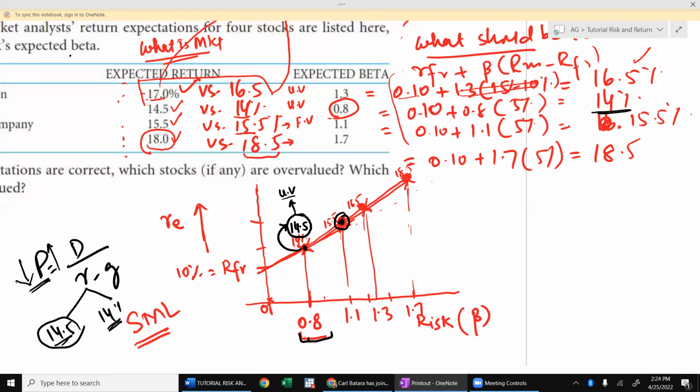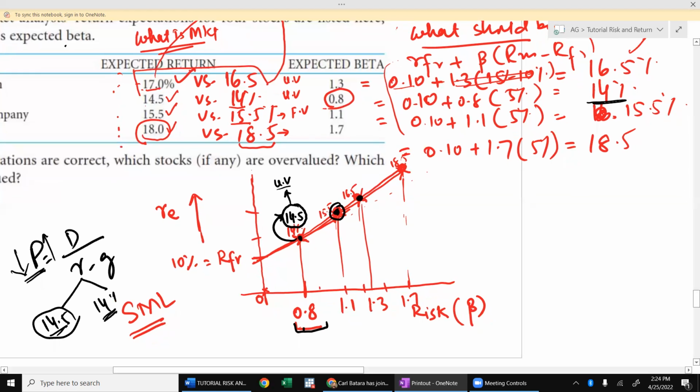Okay, so for 1.1, CAPM is saying that you should expect 15.5, and the market is also expecting 15.5, so no issues for this one. So this is fairly valued. For 1.3, CAPM is saying that you should expect 16.5% as RE, but in the market, investors are requiring how much? It is 17%, right? Investors are requiring 17%. Again, is this overvalued or undervalued? This asset is also undervalued.